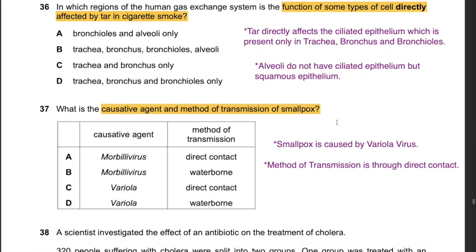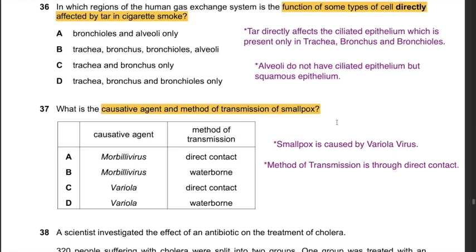Question 36. In which regions of the human gas exchange system is the function of some types of cell directly affected by tar and cigarette smoke? Tar directly affects the ciliated epithelium. Always, if the question is concerned with which cell is affected by tar, tar affects the ciliated epithelium, and ciliated epithelium is only present in trachea, bronchus and bronchioles. Why not alveoli? Because alveoli do not have ciliated epithelium. They have a different type of epithelium known as the squamous epithelium.